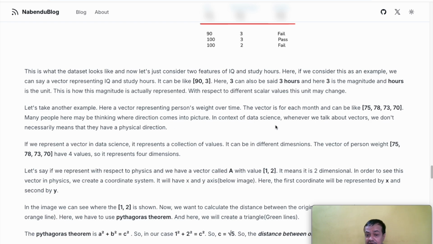In the context of data science, whenever we talk about vectors, we don't necessarily mean that of physics. In physics, when you talk about vectors, the direction is a must. But in data science, the direction is not a must. If you represent a vector in data science, it represents a collection of values. It can be in different dimensions. The vector of a person's weights like this has 4 values, so it is represented in 4 dimensions.